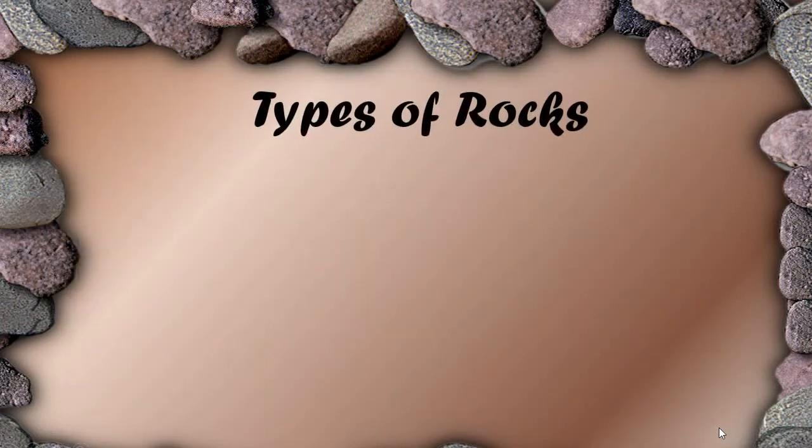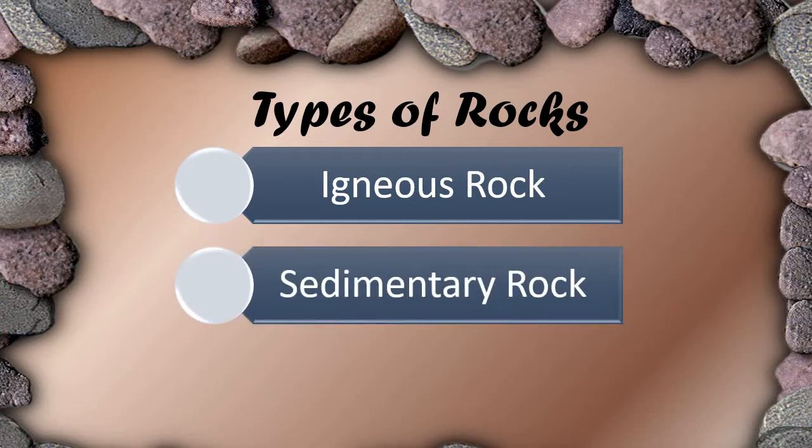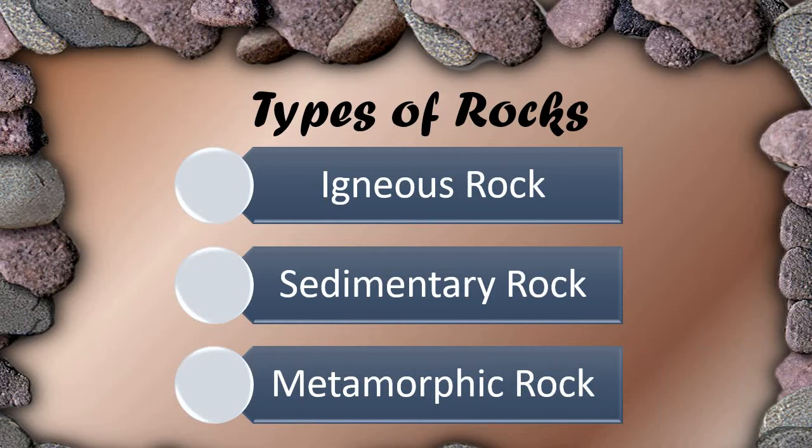Now we will see how many types of rocks there are. Mainly there are three types of rocks. The first one is the igneous rock, the second one is the sedimentary rock, and next is the metamorphic rock. Now we will see one by one the formation of these rocks and also their examples.